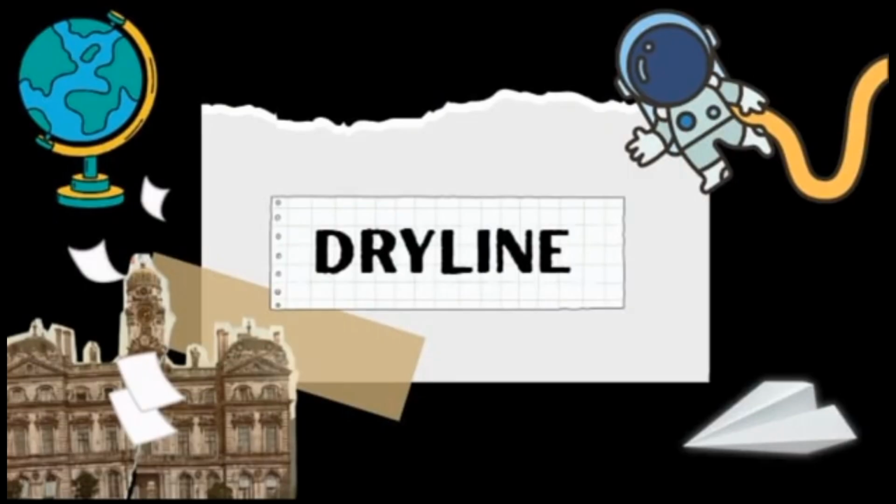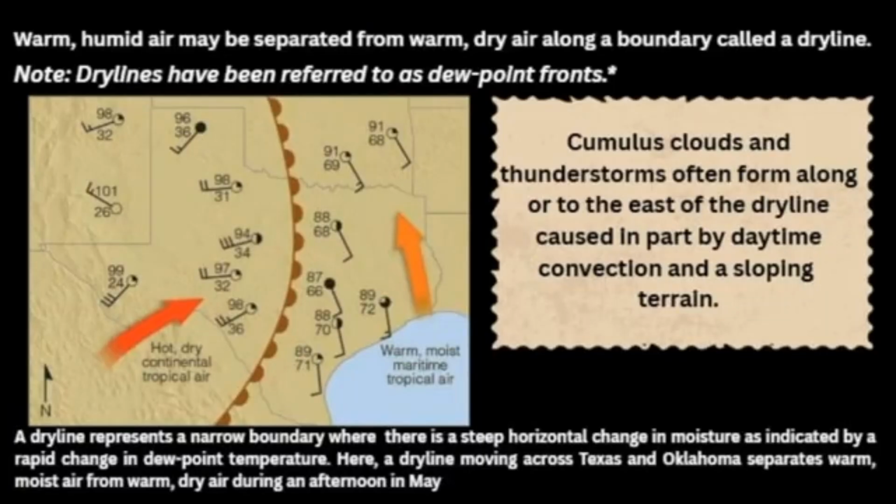Moving on to the dry line, it separates warm, humid air from warm, dry air, specifically in the Great Plains of the US. It's a prime spot for cumulus clouds and thunderstorm formation, especially in the afternoon due to surface heating. It is also called a dew point front. This illustration shows a well-developed dry line moving across Texas and Oklahoma during May 2001. Like I said, cumulus clouds and thunderstorms often form along or to the east of the dry line. This could develop, caused in part by daytime convection and sloping terrain.